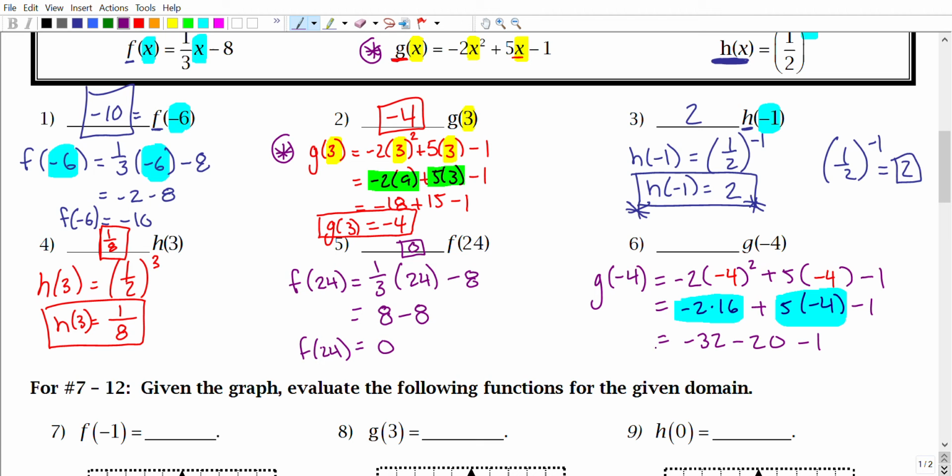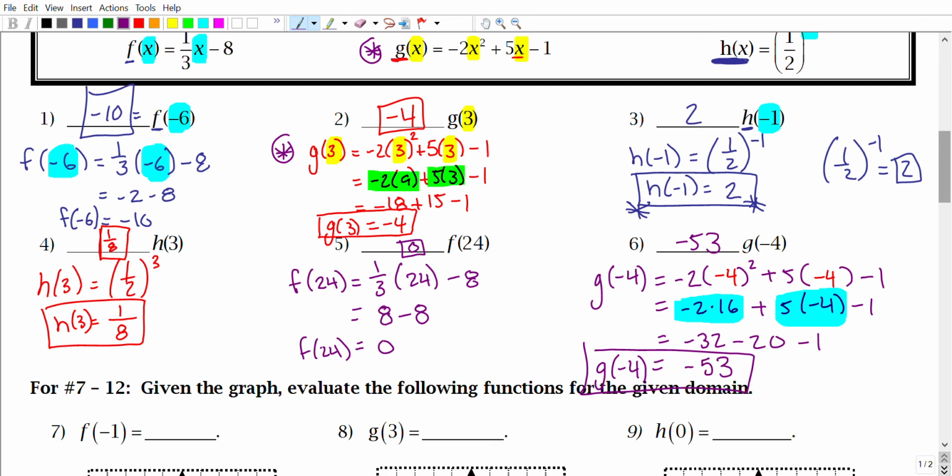So if I subtract all of that, I get -32 minus 20 minus 1. That should be a -53. And actually, I should probably write it like this. G of -4 equals -53. Okay? So write that in for your final answer, and we are good to go. All right.